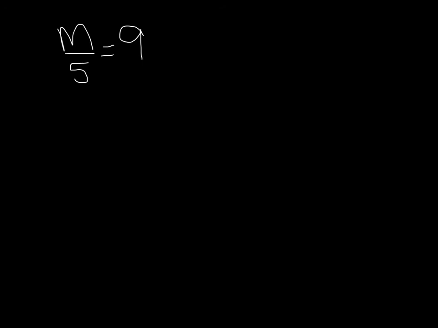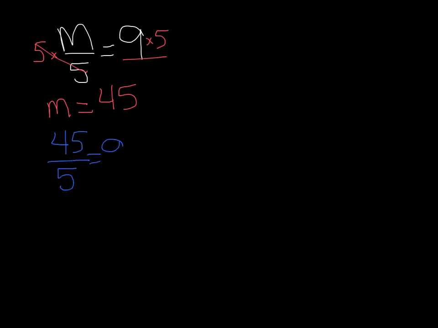Letter C. M divided by 5 equals 9. So again, I'm taking both sides times 5. My 5's will go away. I'm left with just my m. 9 times 5 is 45. Whatever you do to one side, you have to do to the other. So when I check this, 45 divided by 5 should give me 9. And it does, so I did it correctly.